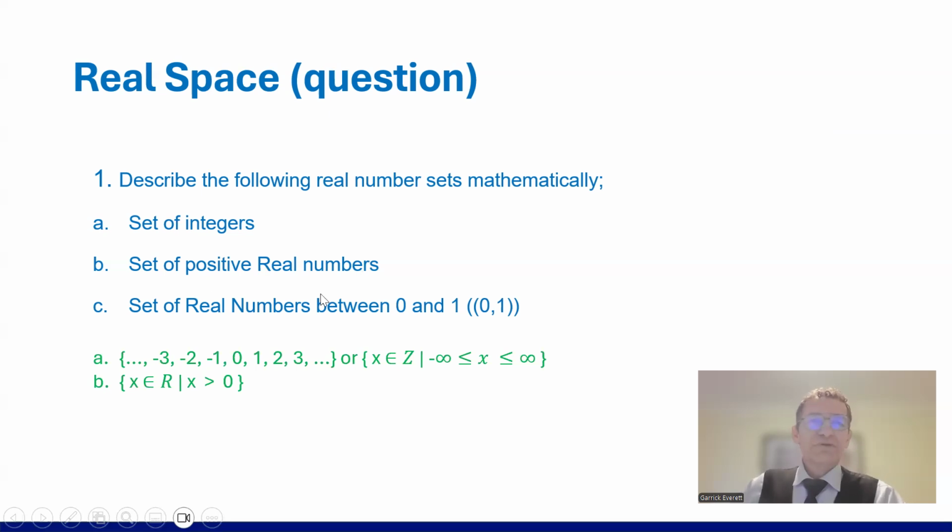Set of positive real numbers: x is an element of the reals and x greater than 0. And notice I'm using curly brackets here for sets. And x is an element of R where x is in between 0 and 1. So again, pretty straightforward.